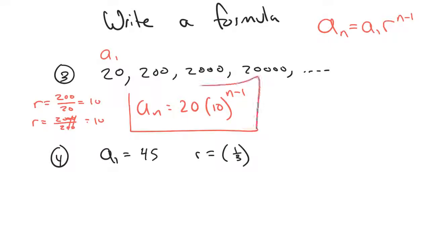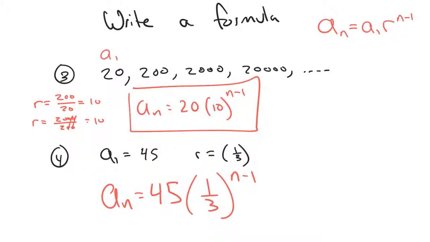That's it. In number 4, I give you a1 and I give you r. This is about as easy as it gets. You say an equals a1, so 45 times 1/3 to the n minus 1.